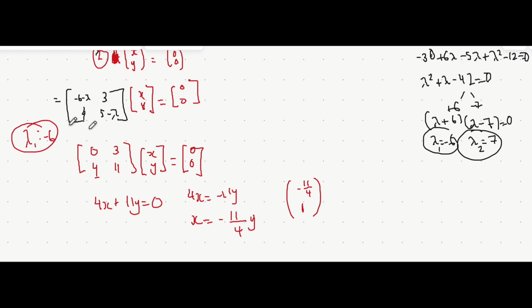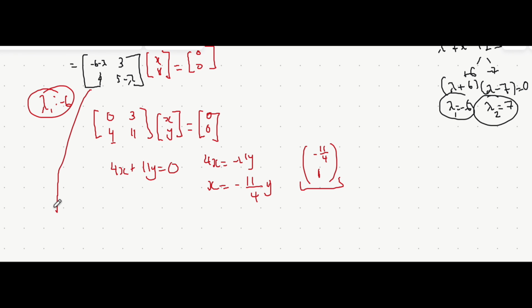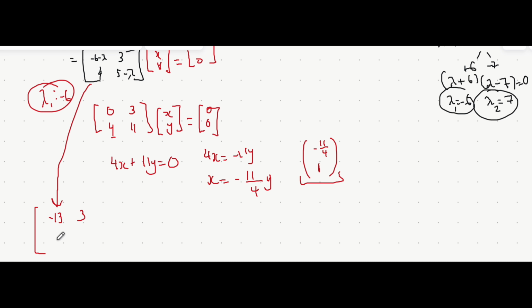Let's now find the other eigenvector for the other eigenvalue. So this time we're going to take lambda as 7. When you do that, this expression becomes minus 6 take away 7, which is minus 13. This on the top right becomes 3. On the bottom left it becomes 4 because it's unaffected by lambda. But 5 take away lambda now would be 5 take away 7, which is minus 2. All multiplied by xy would be equal to the 0 vector, 0, 0.